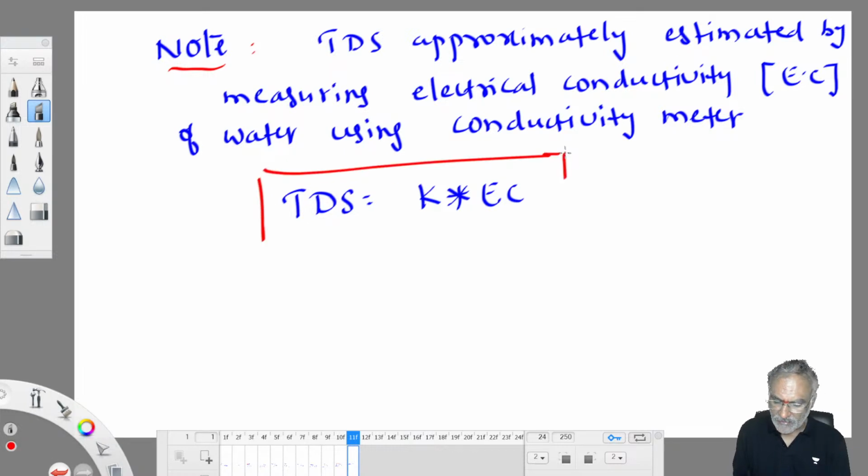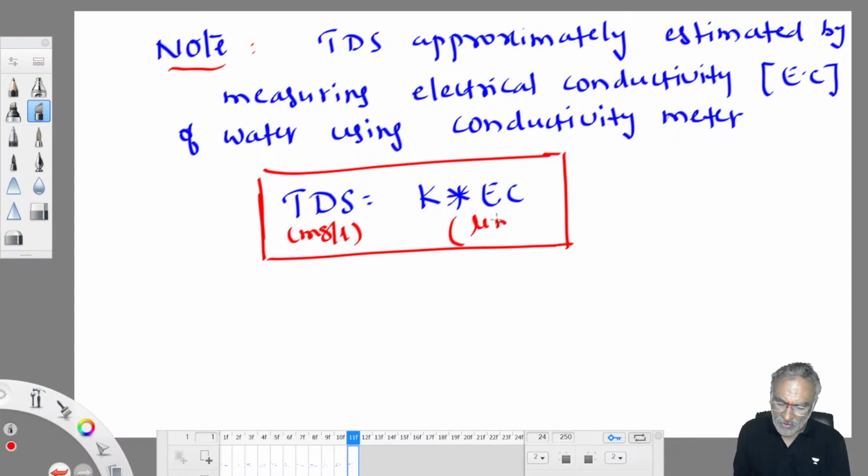TDS we will straight away get in milligram per liter by measuring electrical conductivity in micromhos. Mho is opposite to ohm. Electrical resistance is measured in terms of ohms. Conductance is measured in terms of mhos. We measure in terms of micromhos. We substitute this in micromhos.